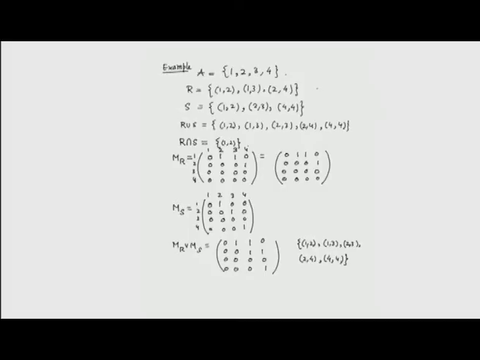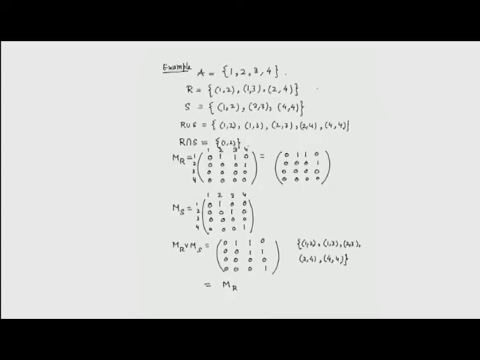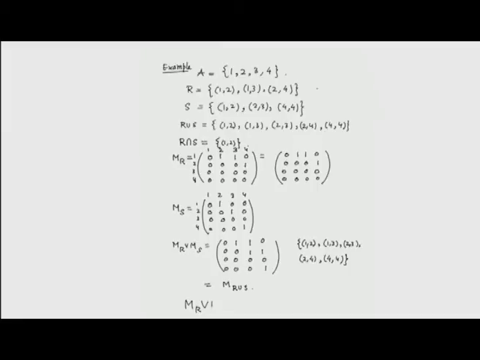which is exactly the same as the relation R union S. So, the matrix that we have obtained is nothing but the matrix corresponding to R union S, and this is in general true. Therefore, we have one result which says that MR or MS gives me the matrix corresponding to R union S.